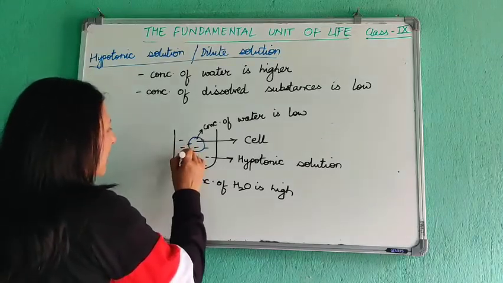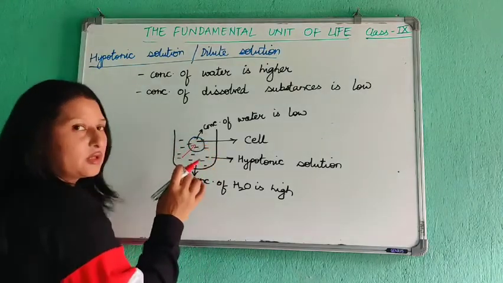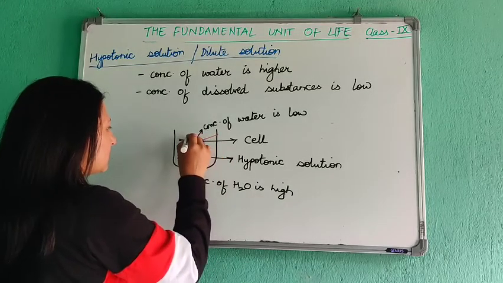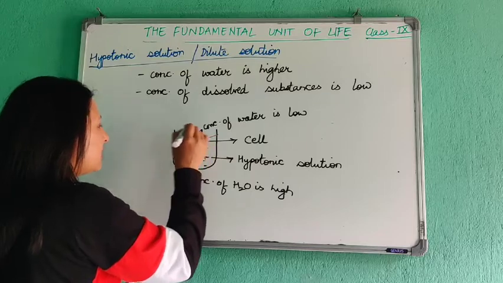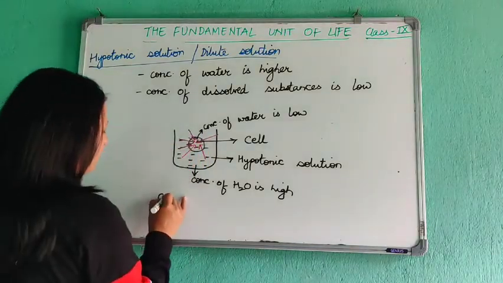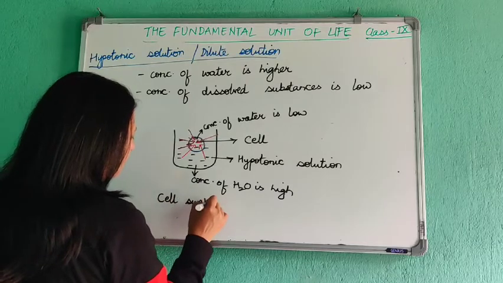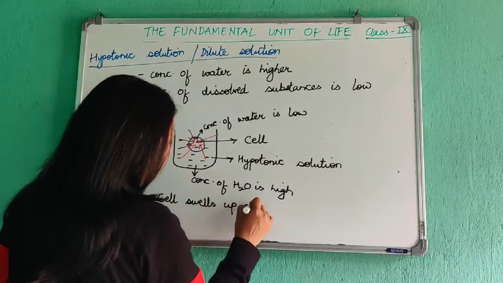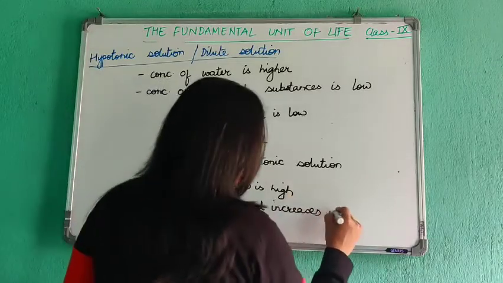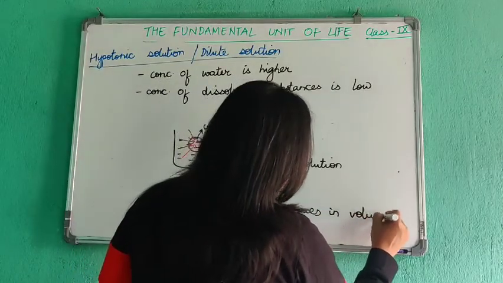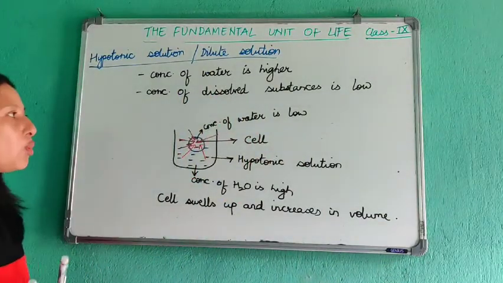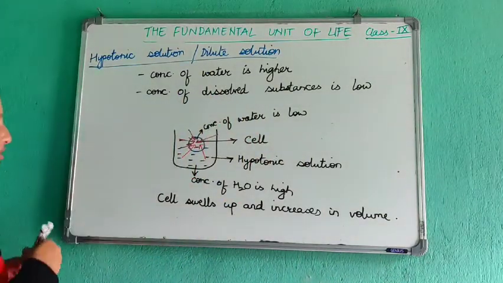So here outside the water concentration is high, inside it is low, so water goes from outside to inside. All the water starts entering, and as a result, the cell swells up. Cell swells up and increases in volume, it becomes bigger. So this process is known as endoosmosis.